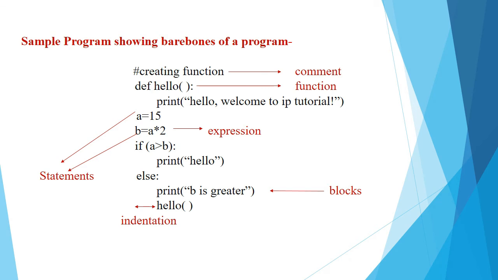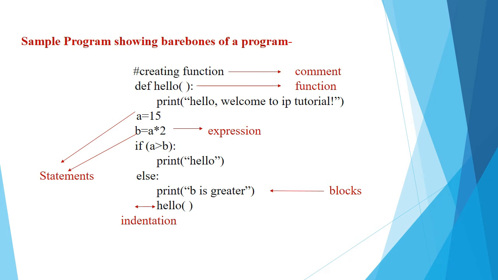These are there to perform something, to do some actions. In that, a into 2 is the expression. So b is equals to a into 2 is a statement, and a into 2 is the expression here. It is a legal combination of symbols. Next we are writing, if a is greater than b, print hello, else print b is greater.